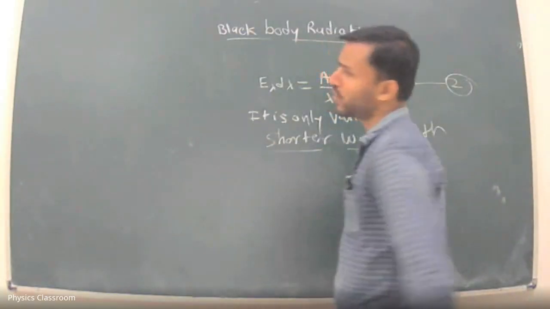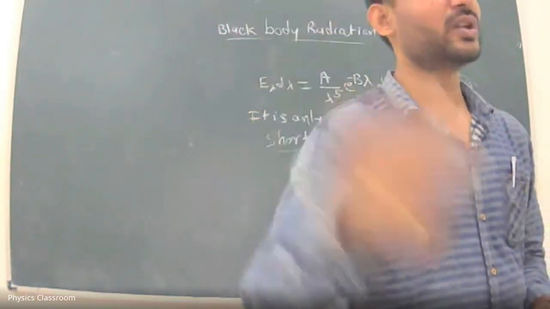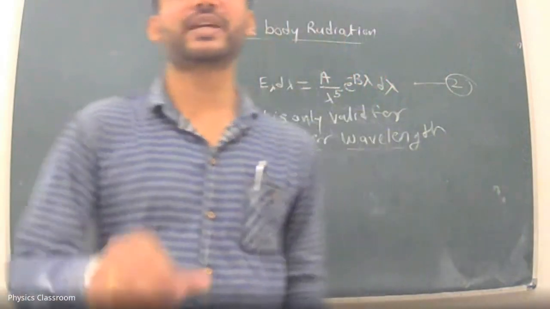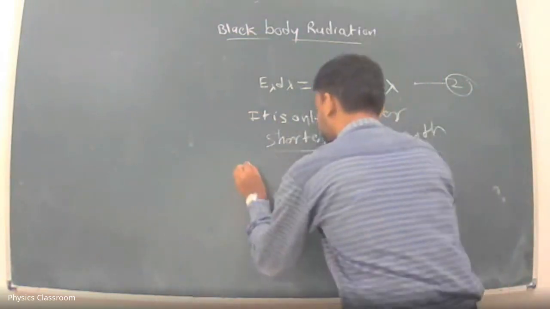So we call it A and B. Here A and B are constants. A is the constant, and this law is only valid for the shorter wavelength region. Then after that, one more scientist, we call Rayleigh Jeans.